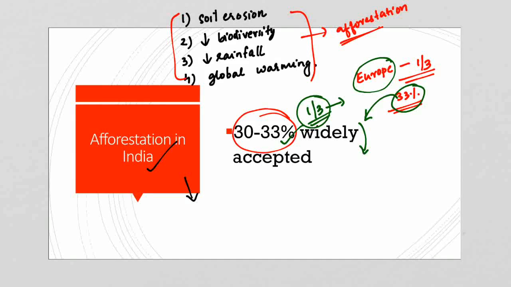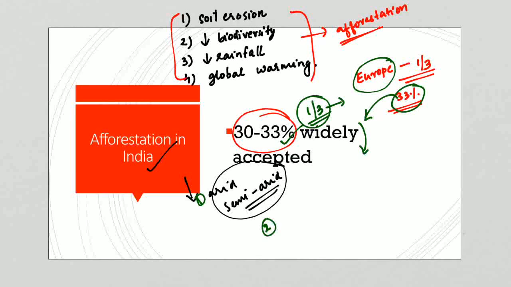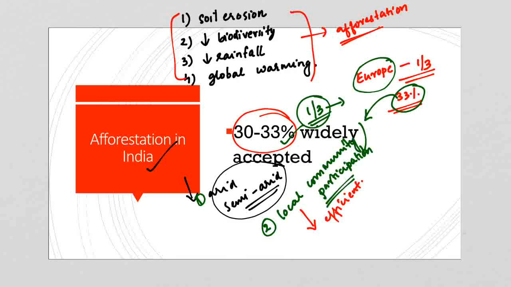As a result of adopting the European model, the afforestation strategy in India had certain shortcomings, because the nature of land or the topography of India was different from that of Europe. We have arid land, semi-arid ecosystems. In all these areas, the European strategy did not fit well. Secondly, local community participation was also very low. Lack of participation from the local community made the afforestation policy of the government less efficient. So there were certain flaws in the afforestation approach in India.